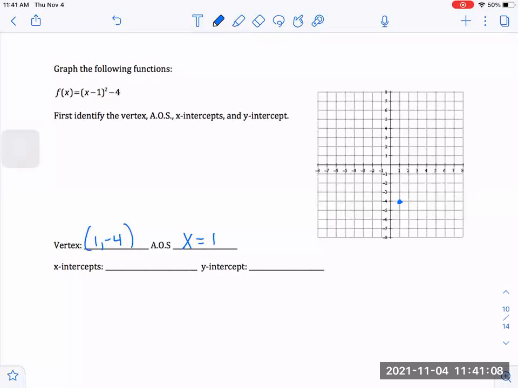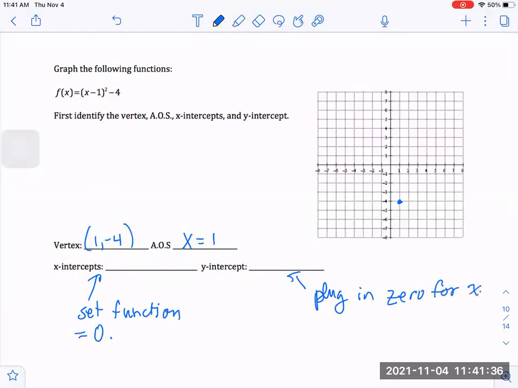Now, when things are in the other form, it's easier to see what those x-intercepts are. Not as easy here. To find the x-intercepts, you set the function equal to 0. To find the y-intercept, you plug in 0 for x. So think about it. Anywhere on this x-axis, your function is equal to 0. So you set your function equal to 0, solve for x. Anywhere on the y-axis, x is equal to 0. So you put in 0 for x and solve for y.